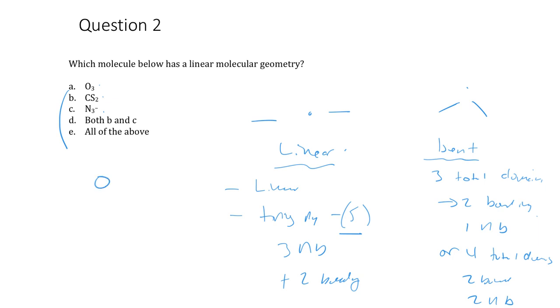Let's count up our valence electrons. Our valence count for O3 would be 3 times 6, so that's 18 valence electrons. CS2 is 4 plus 2 times 6, that's 16 valence electrons. And then N3 with a minus charge is 3 times 5 for nitrogen, and then plus 1 for the negative charge, 16 electrons.